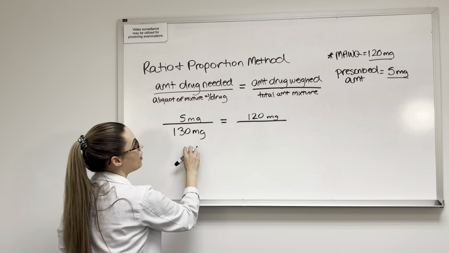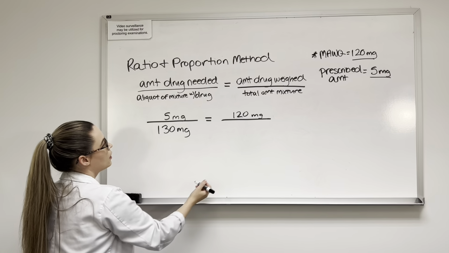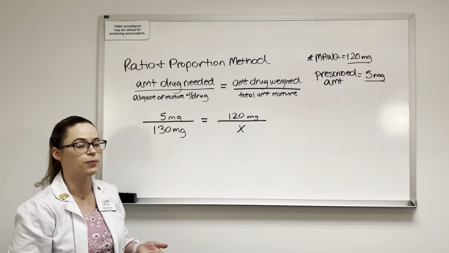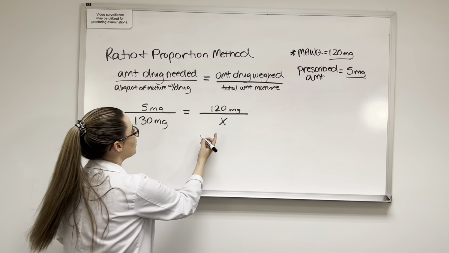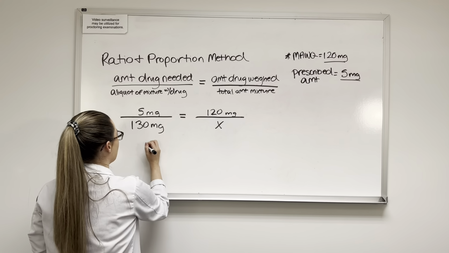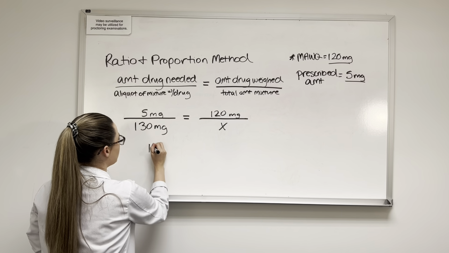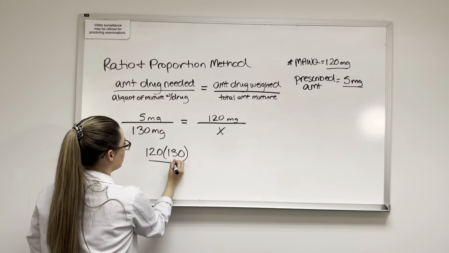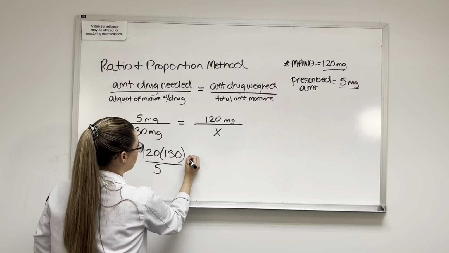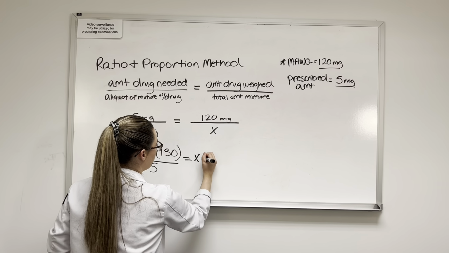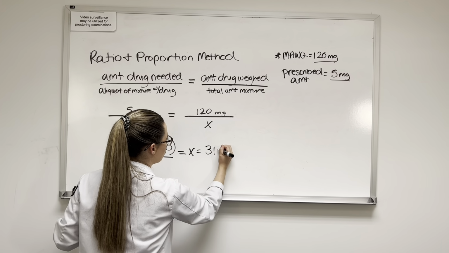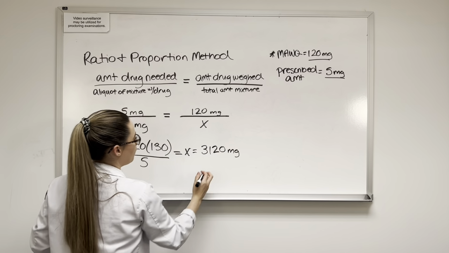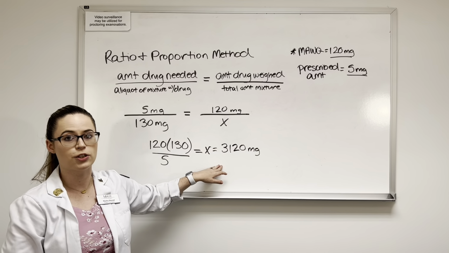Again, this has to be greater than or equal to 120. And then we are left to find out X, the total amount of mixture we need to make. So then we will cross multiply in order to solve for X. That leaves us with 120 times 130 over 5. So our X equals 3,120 milligrams. That is the amount of total mixture we need.